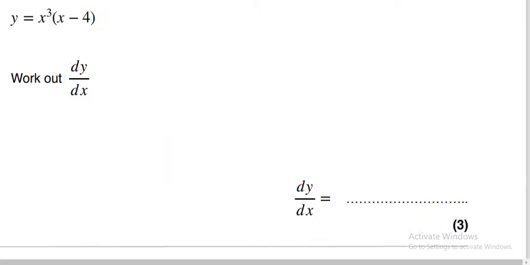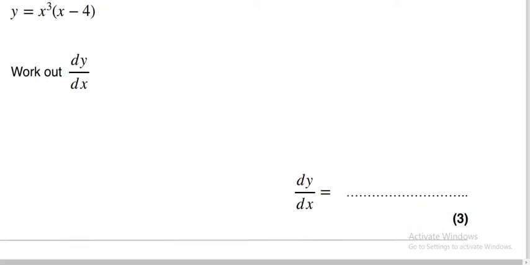Next question, here we want to find dy by dx. First we have to check our parts. Y is the subject, it's okay, and on the other side x is the variable. The 3 points: root, denominator, bracket. Do we have root? No. Do we have denominator? No. Do we have bracket? Yes. We have to expand the bracket.